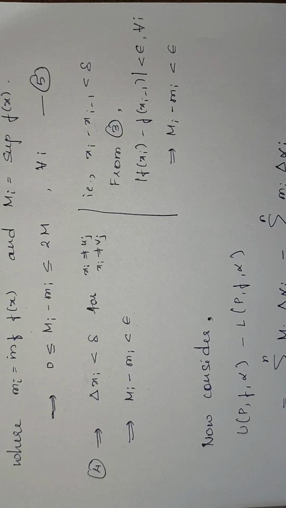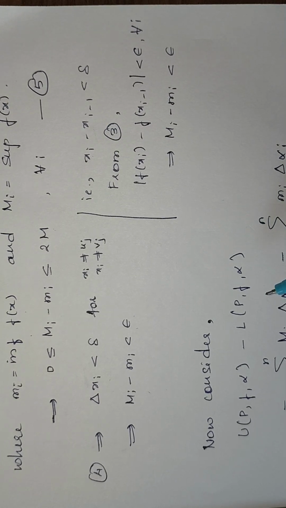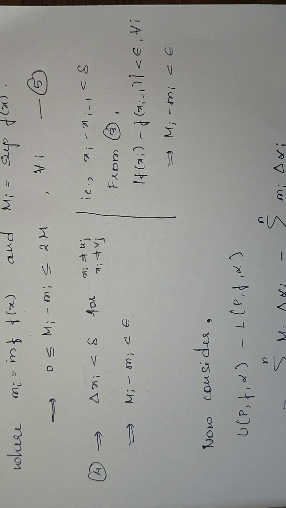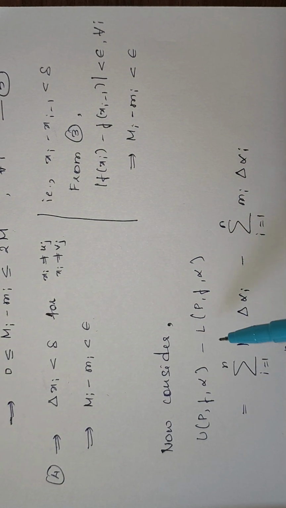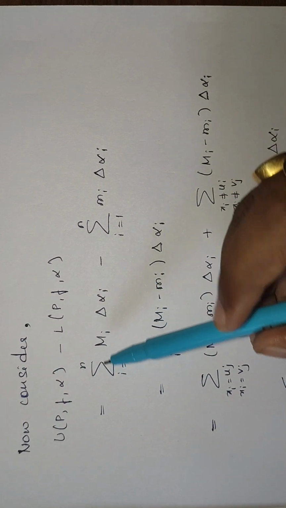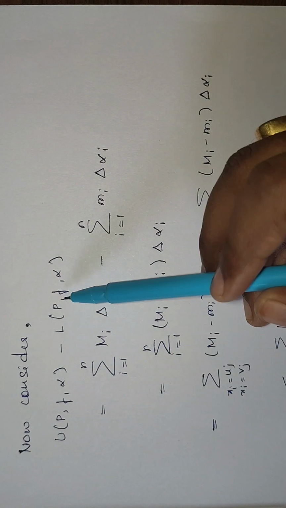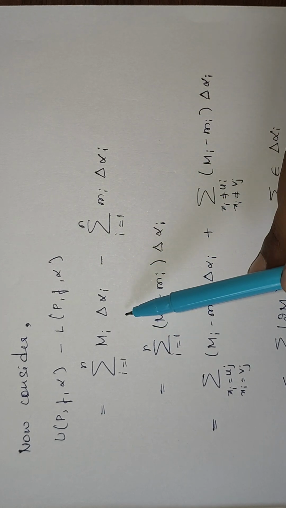Okay, this means that. And now what we need to prove is that f belongs to R of alpha, or f is Riemann-Stieltjes integrable. From the previous theorem, to prove that, it is sufficient for us to prove that the difference between upper sum and lower sum is less than epsilon. So we will consider this difference now, U of P, f, alpha minus L of P, f, alpha. Here, by the definition of upper sum and lower sum, I can write it like this.